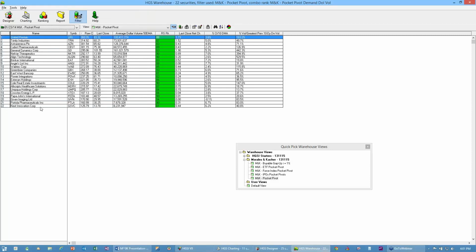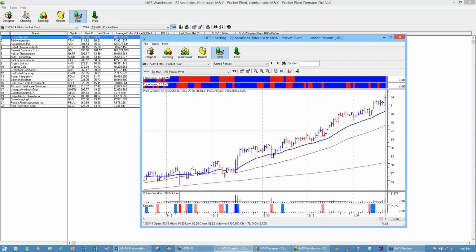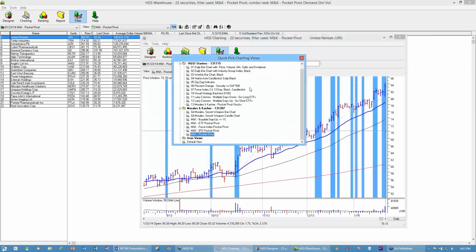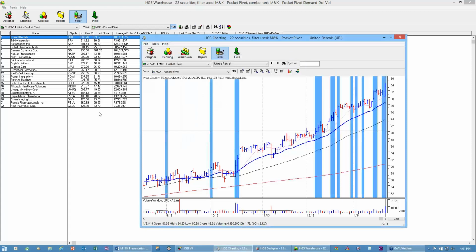So we did get 22. We didn't get 25, though. Yesterday, since it was a down day, there just weren't that many pocket pivots. Now, you can see that these stocks are some of the same ones that we saw yesterday. Now, I need to go to the corresponding view. Again, this would be the M&K pocket pivot view. Just remember there is a view for every one of these smart groups if you want to see where the signals fired in the past.